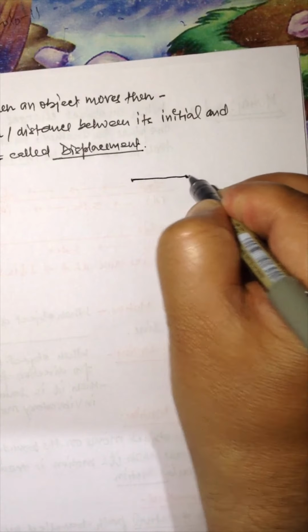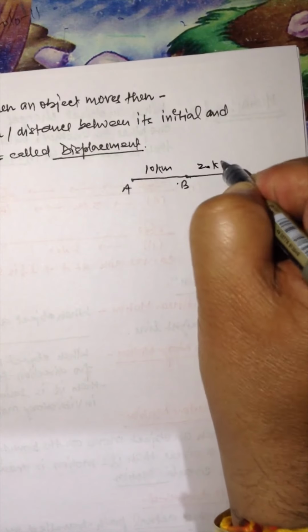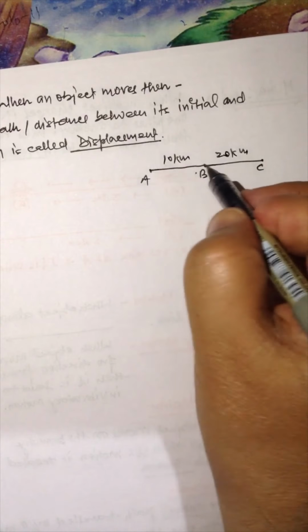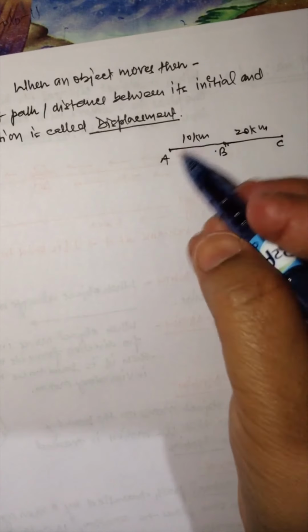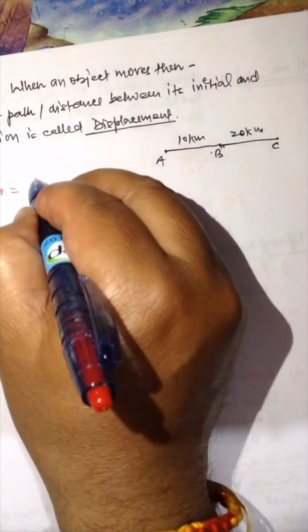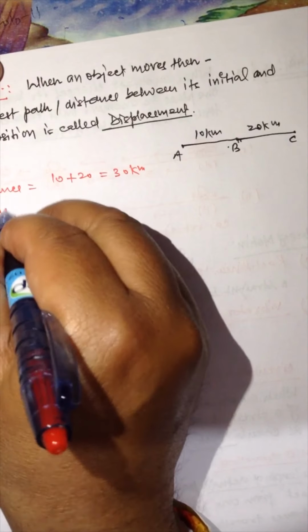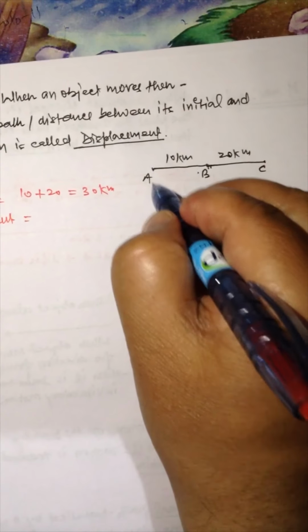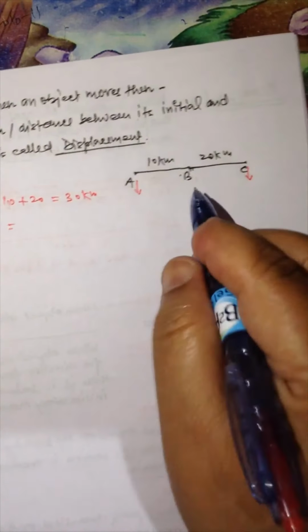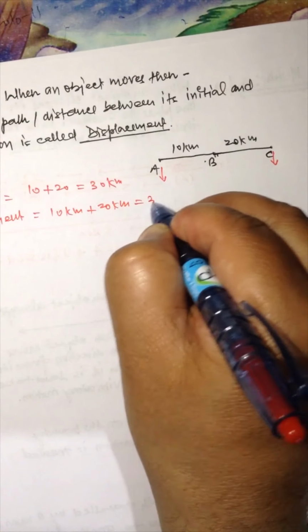सपोज वही एग्जांपल ले लेते हैं हम. A to B and then C. This is 10 kilometer, this is 20 kilometer. Suppose that boy has traveled from A to B, then B to C. So in this case we know that very well. Distance is equals to 10 plus 20, that is 30 kilometer, and displacement means if this was the initial position, this is the final position, the total distance between these two is also equal to distance. 10 kilometer plus 20 kilometer is equals to 30 kilometer.